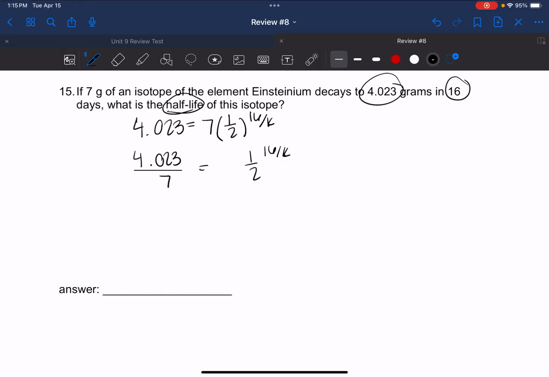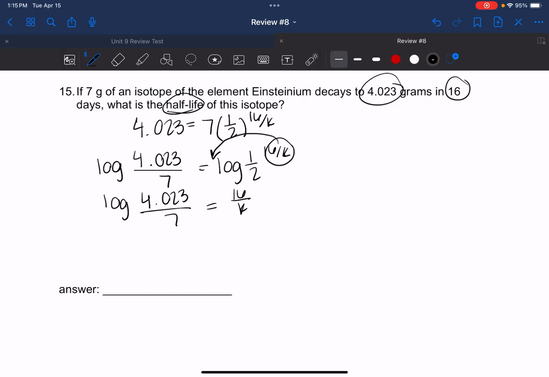So again, I would love a common base, but it doesn't look like that's going to happen here. So I'm just going to take the log of both sides. Now I am going to need to pull that as a coefficient. So I got log of 4.023 over 7 equals 16 over k times log of 1/2.